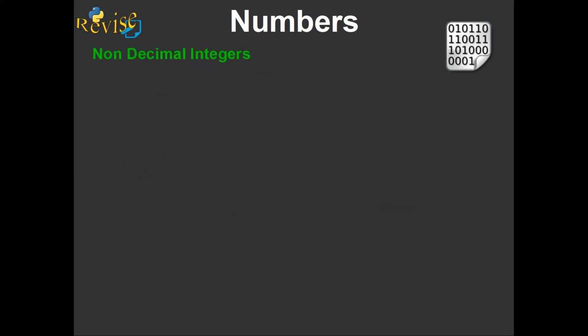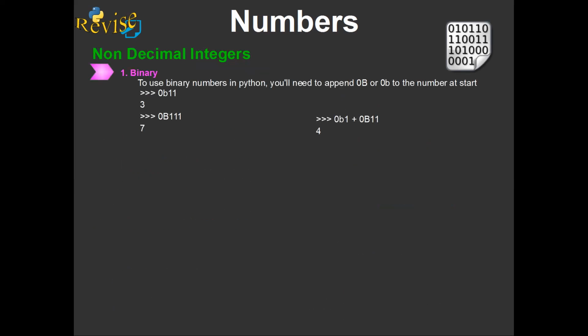Then we'll talk about non-decimal integers. First, binary. When you prepend 0B or 0b to the start of a number, Python considers it binary. You can have 0b111, that is 7. You can perform mathematical operations with them.